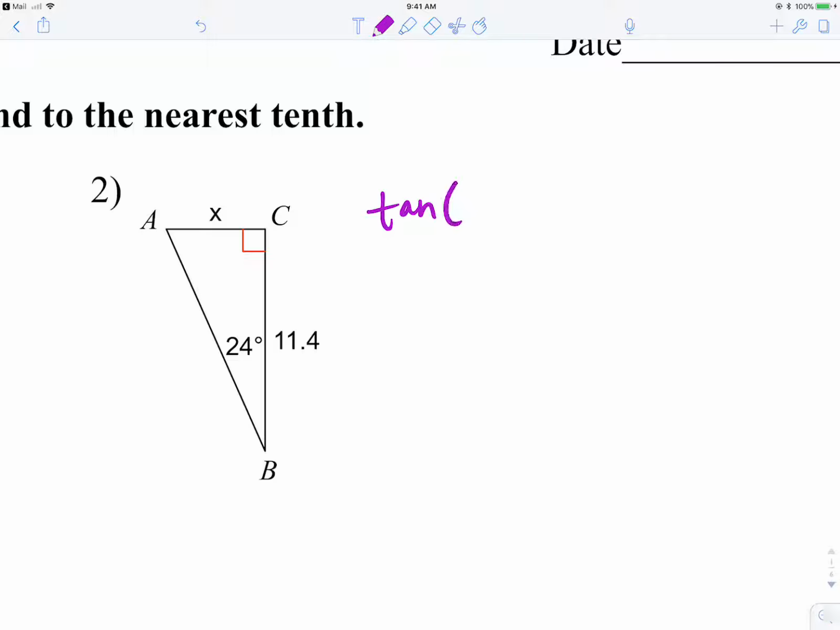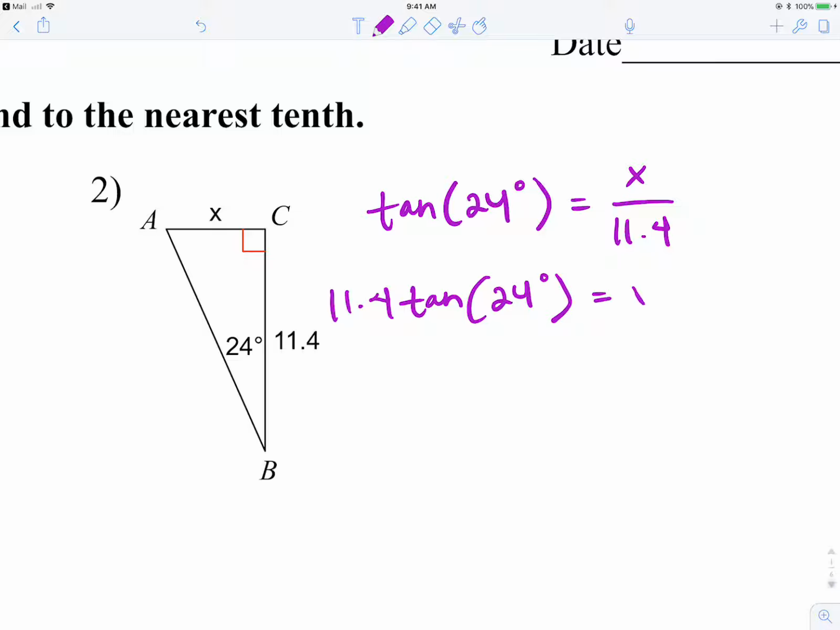Again, we can apply the multiplication property of equality and multiply by 11.4 on each side of the equation. Pop that into your calculator, and I accidentally typed in 1.4. So I get x is approximately 5.0756.